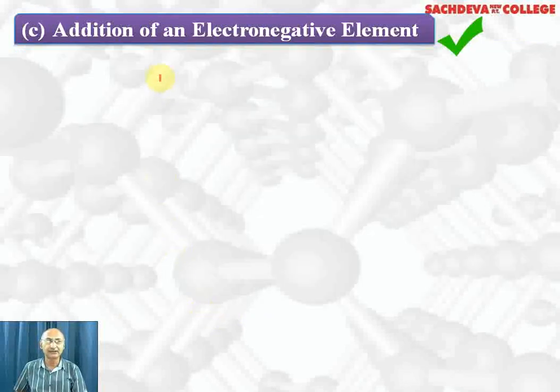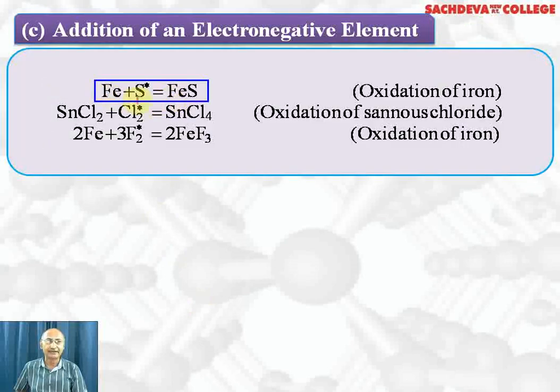Next is addition of electronegative element. Fe plus sulfur gives you FeS, iron 2 sulfide. Here oxidation of iron is taking place because addition of electronegative element, that is sulfur, is taking place. SnCl2, stannous chloride or Sn2 chloride, we are adding chlorine and we get SnCl4. So here it is oxidation of stannous chloride to stannic chloride by addition of electronegative element, that is chlorine.